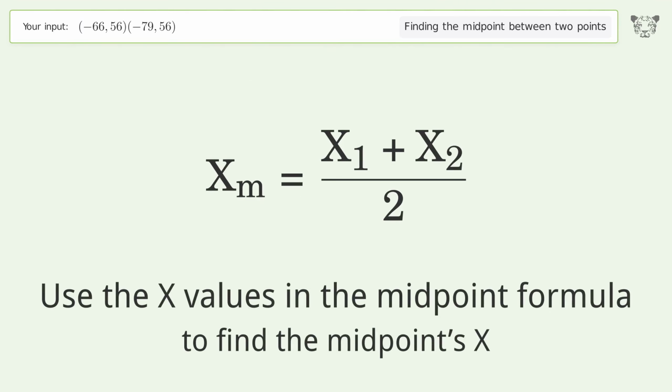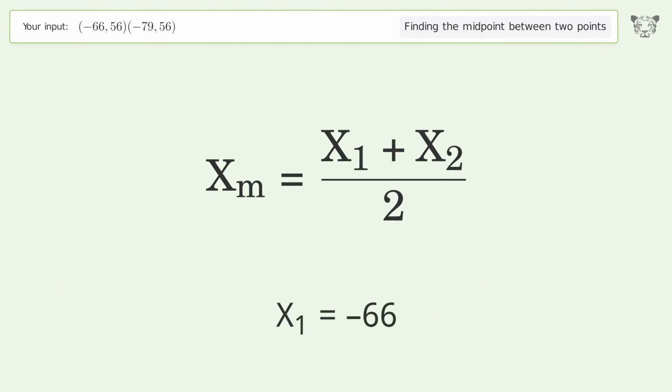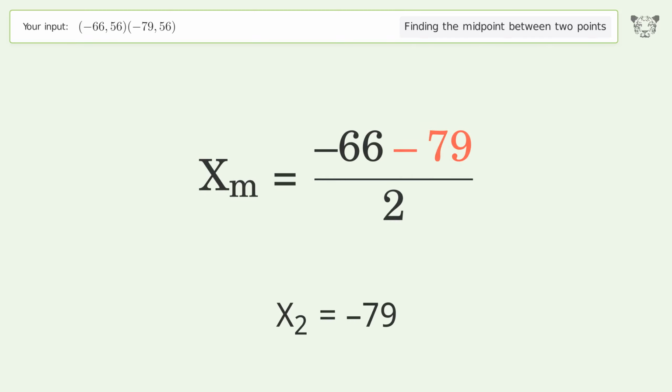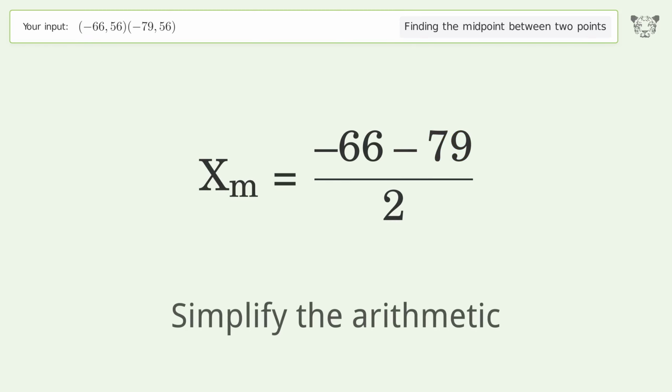Use the x values in the midpoint formula to find the midpoint's x. x1 equals negative 66. x2 equals negative 79. Simplify the arithmetic.